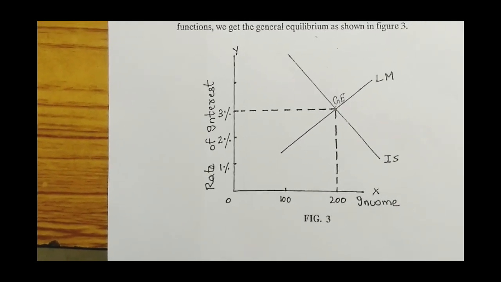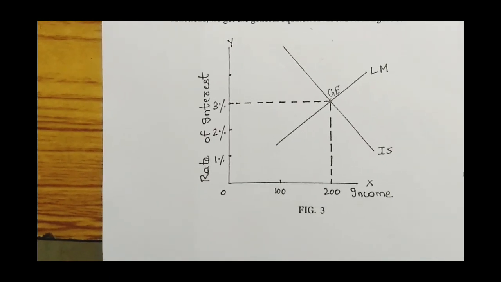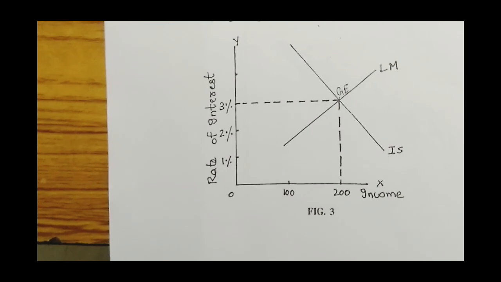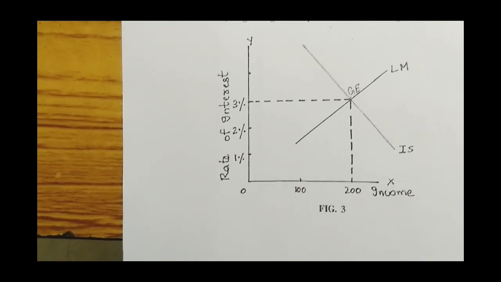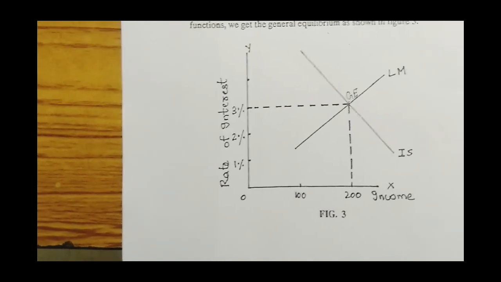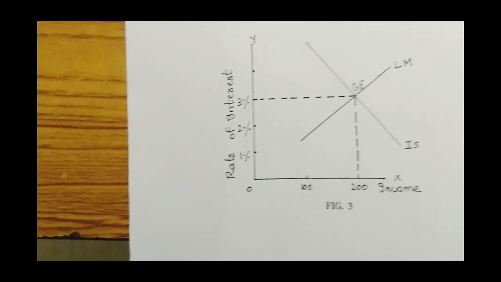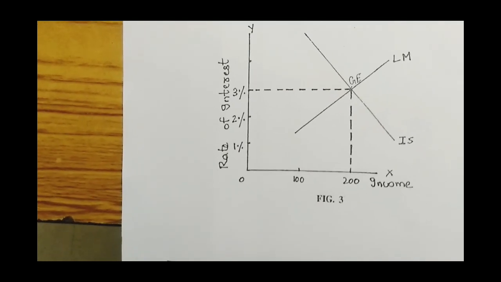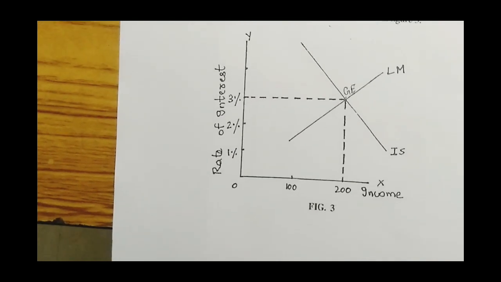Thus, there is only one combination of income and rate of interest at which both I equals S and L equals M. The general equilibrium prevails. At all other combinations of income and rate of interest, there is disequilibrium in either the goods market or the money market.